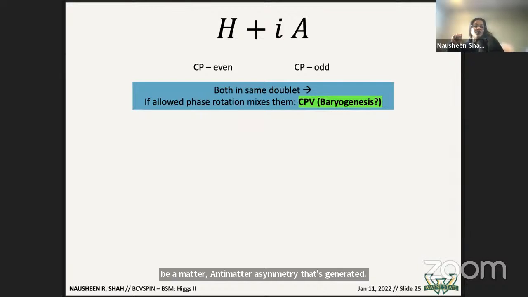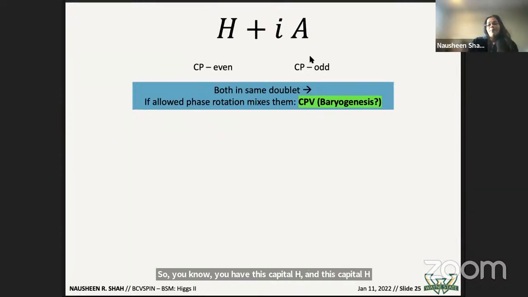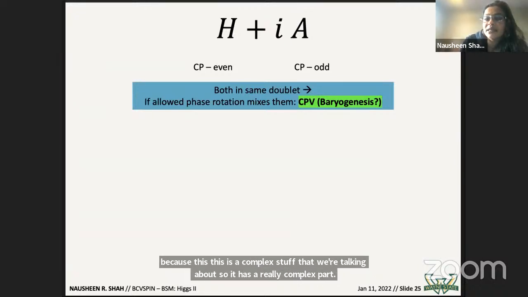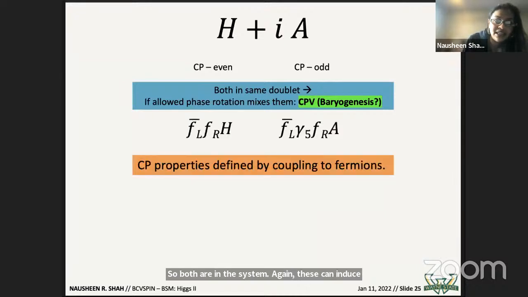Okay, and we do know that in the standard model, there's not enough CP violation, but the Higgs potential, additional Higgses, could be a source of this. So, you have this capital H and this capital A, which is the CP even and CP odd guys. Because this is a complex doublet that we're talking about, so it has a real and complex part. So again, these can induce CP violation.